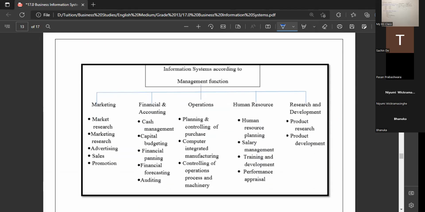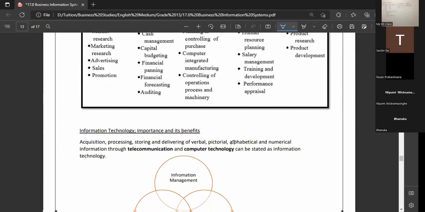Well, so again, it's about classification, guys. You can see what comes under marketing, what comes under F&A, what comes under operations, and what comes under HR and R&D. So make sure that you know exactly what type of system it belongs to.